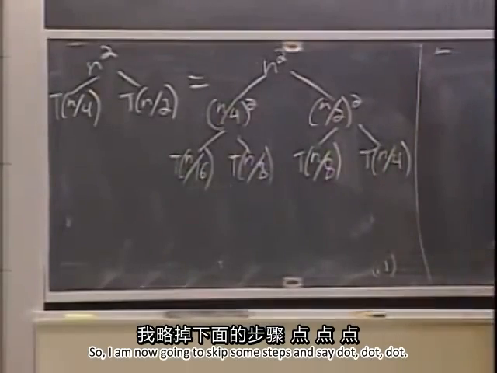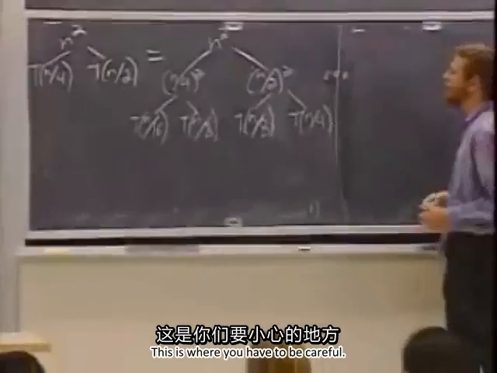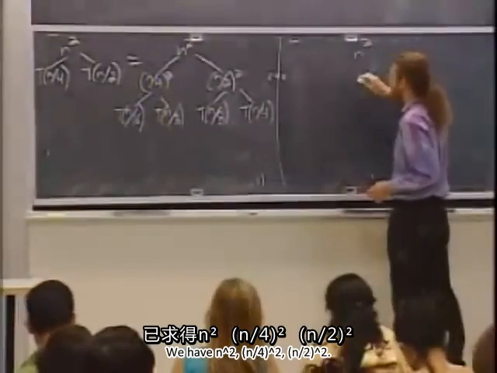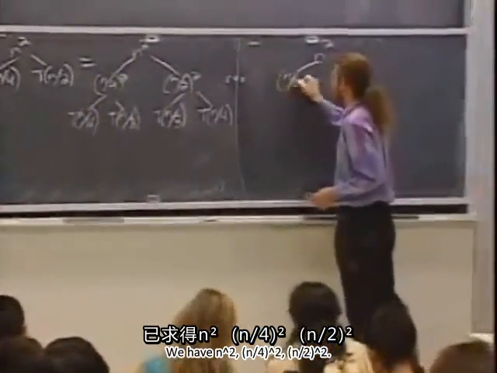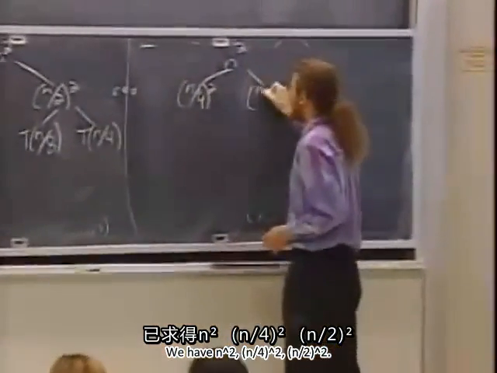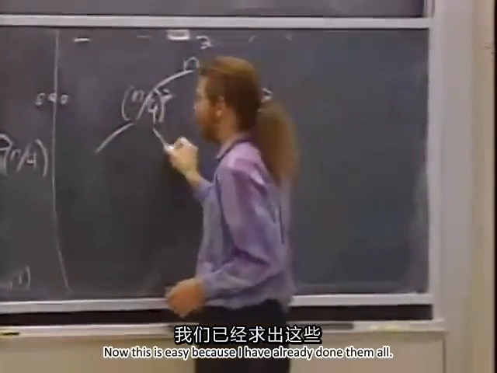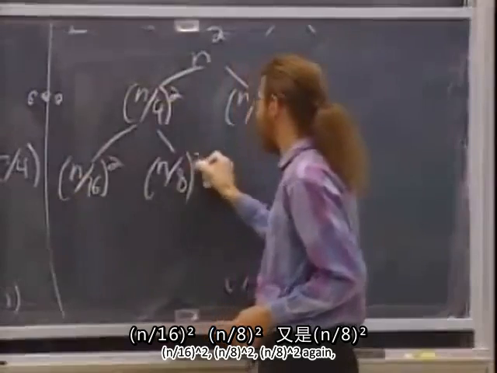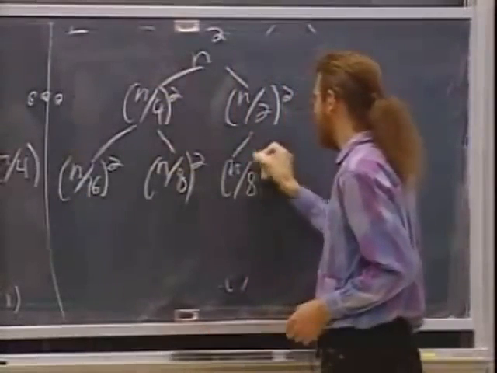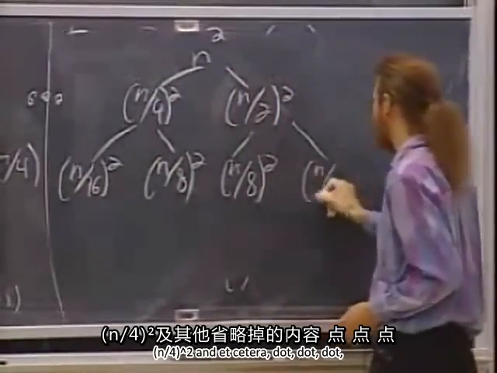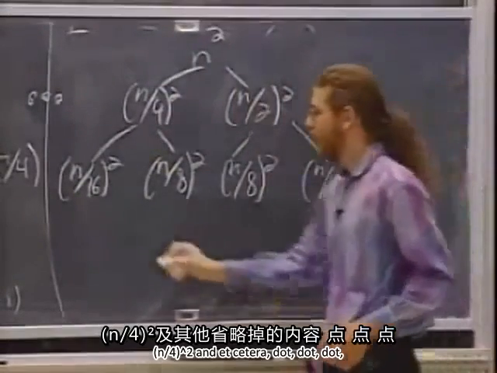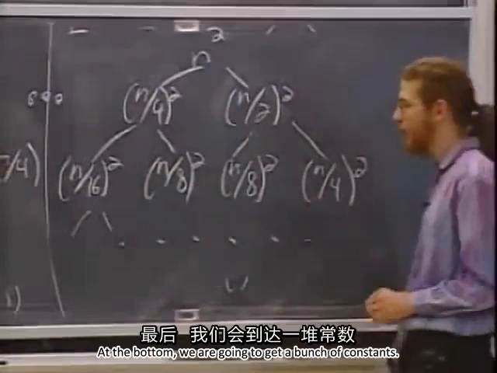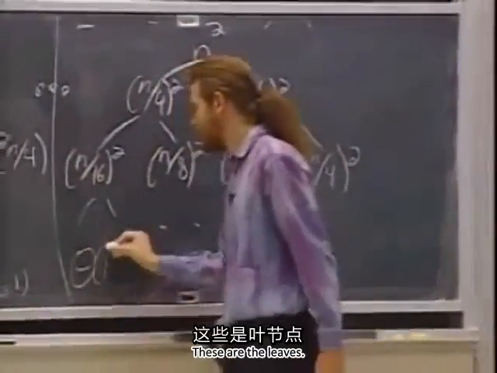So I'm going to now skip some steps and say dot, dot, dot. This is where you have to be careful. So we have n squared, n over 4 squared, n over 2 squared. Now this is easy because I've already done them all. n over 16 squared, n over 8 squared, n over 8 squared again, n over 4 squared, and etc. Dot, dot, dot. Various levels of recursion here. At the bottom, we're going to get a bunch of constants. These are the leaves.